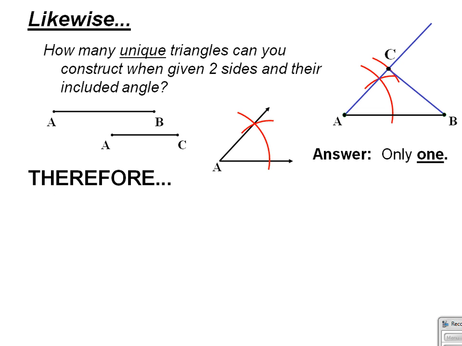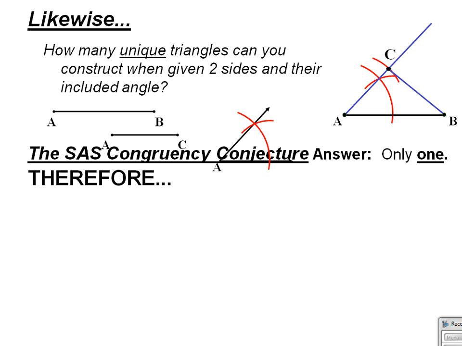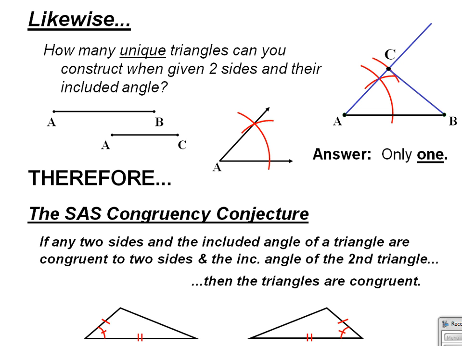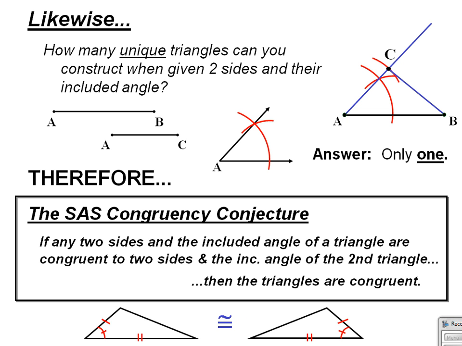This leads us to the following conjecture, called the SAS, or side-angle-side congruency conjecture, which says that if two sides and the included angle of one triangle are congruent to two sides and the included angle of the second triangle, then the triangles are congruent. One quick note: when I say included angle, that means the angle must be positioned between the two congruent sides. The angle cannot be outside the two congruent sides. It must be positioned within the two congruent sides. That is known as the included angle.